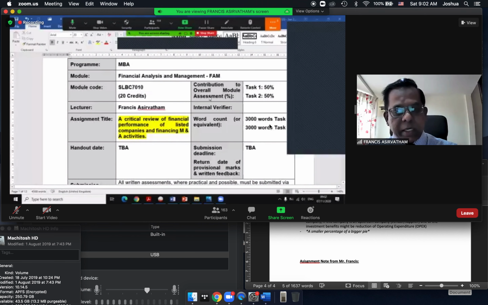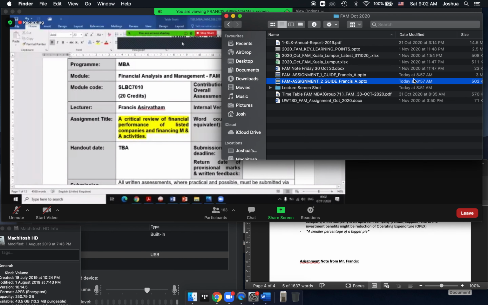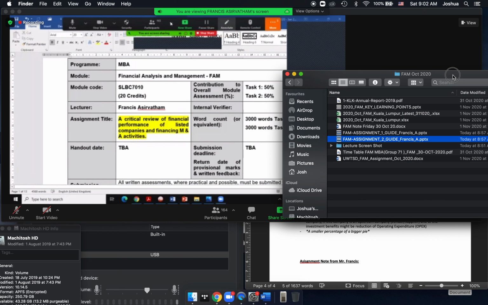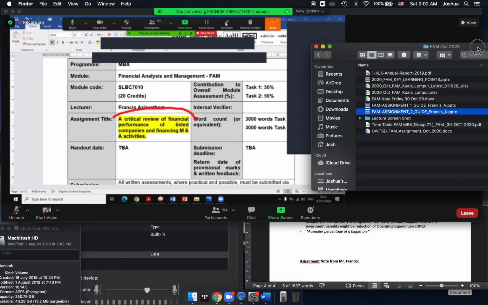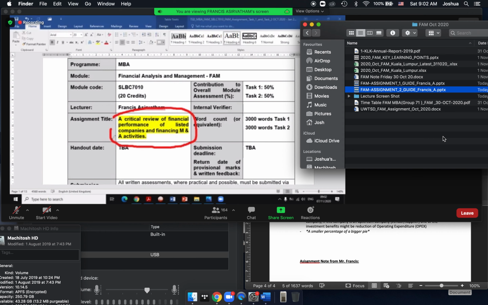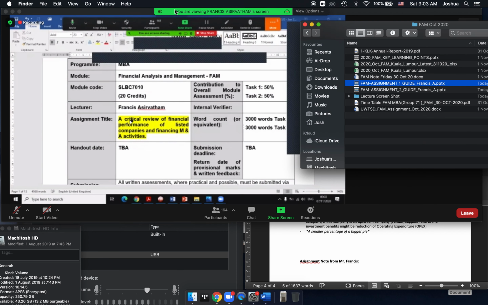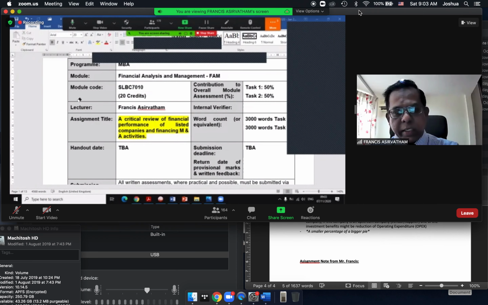It's stated clearly. Number 2, you can see the title of the assignment. The title is clearly stated. There are 2 parts in this assignment. The first part is critical review of financial performance of listed companies. The second assignment is financing merger and acquisition. This is the title, and the title is required for both answers. When you do the answers, all right, make sure you put in the title clearly.